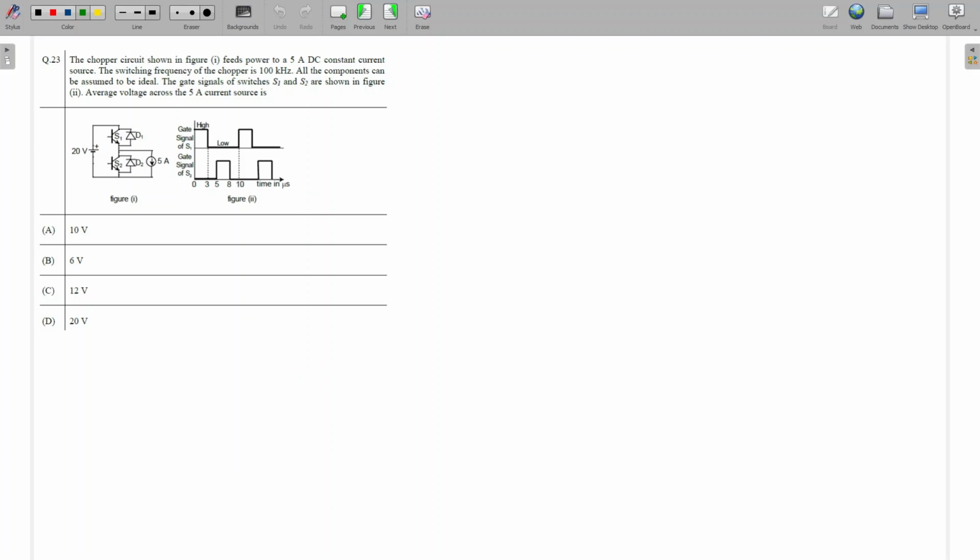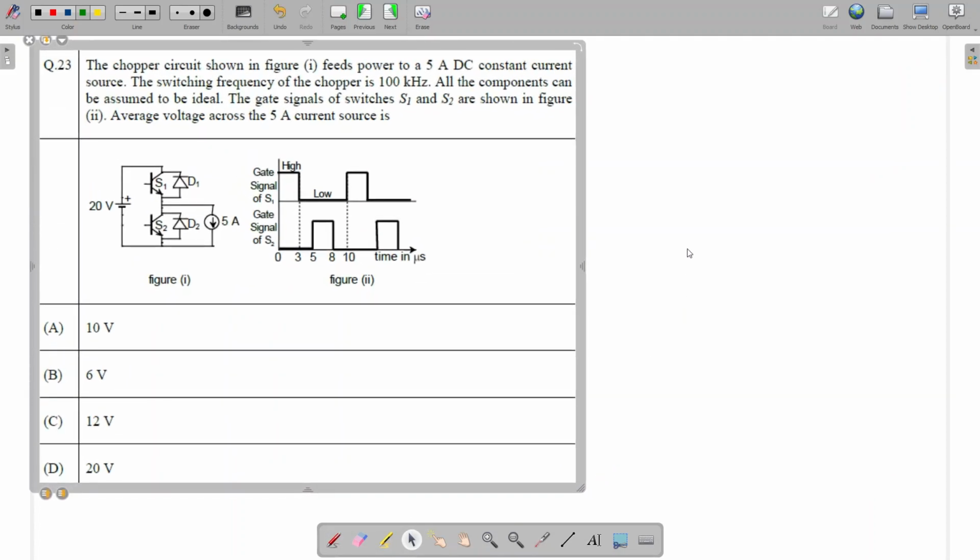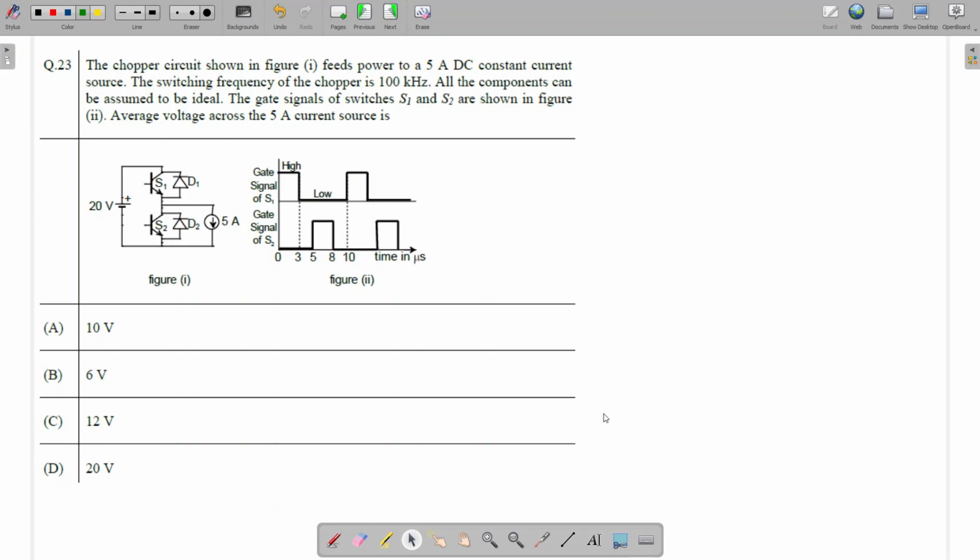So here for switch S1 and S2, two pulse signals are given. Switch S1, this is the pulse to switch S1 and this is the pulse to switch S2. So it is asking that what will be the average voltage across this 5 ampere source. You can try first, after that I will explain. Is it visible? Yes, sir. Okay, so here we have to calculate the average value of the voltage across this 5 ampere current source.